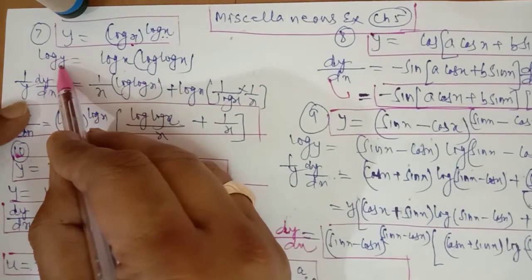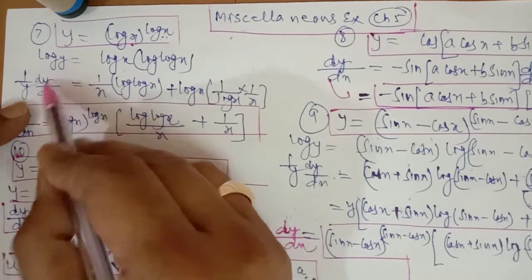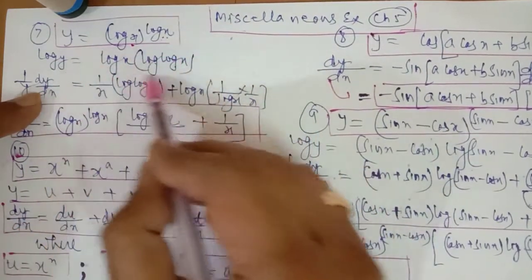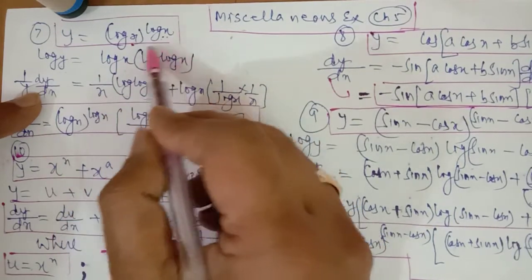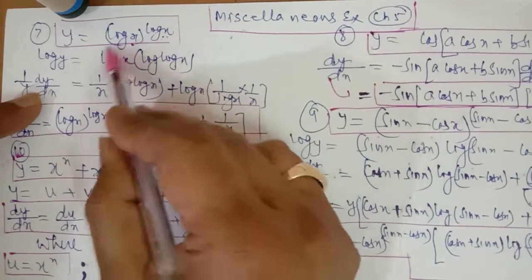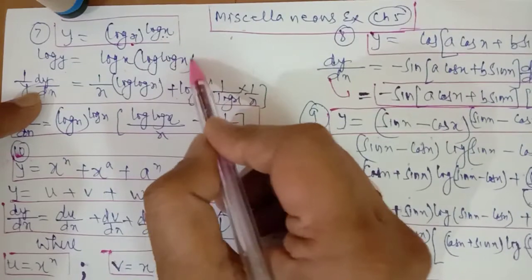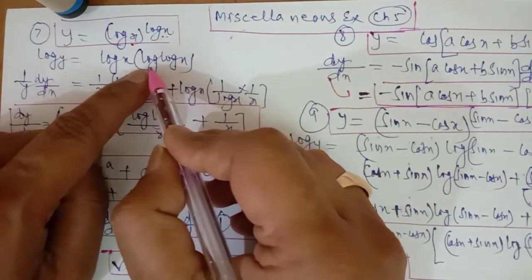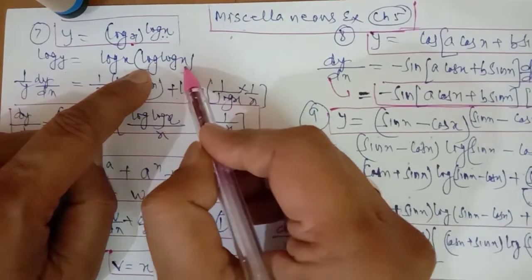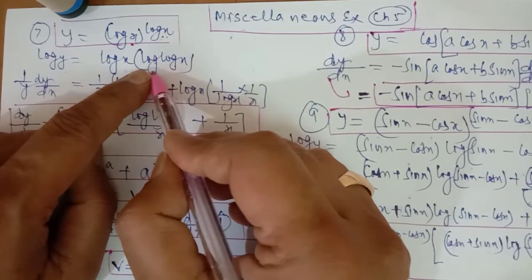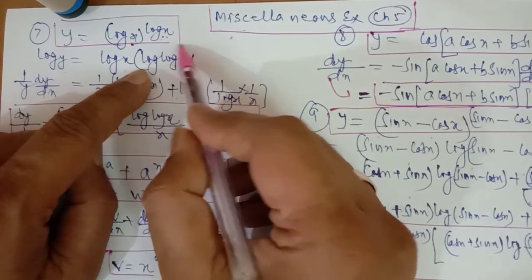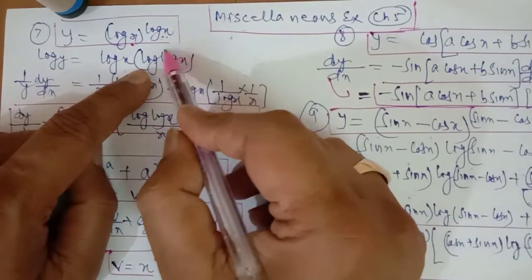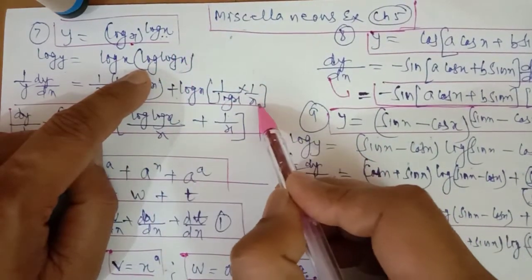So differentiate both sides. Log y will give 1 upon y dy by dx. We have to use the product rule here. So the derivative of log x is equal to 1 upon x. Second function as it is, plus first function as it is, times the derivative of the second function, which will be 1 upon log x. The derivative of log x is 1 upon x, so we first differentiate the outer log, giving 1 upon log x, multiplied by the derivative of log x, which is 1 upon x.